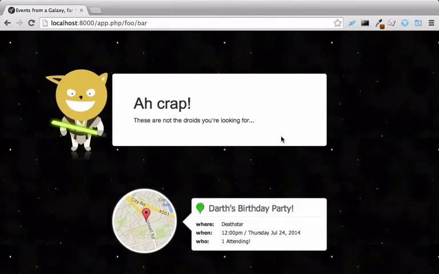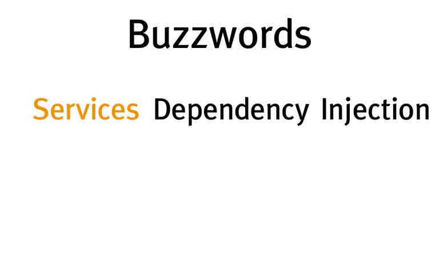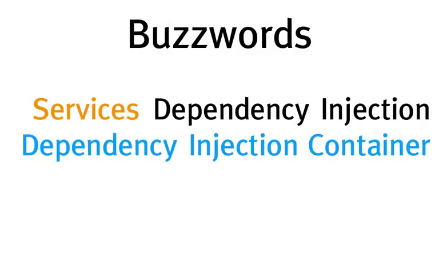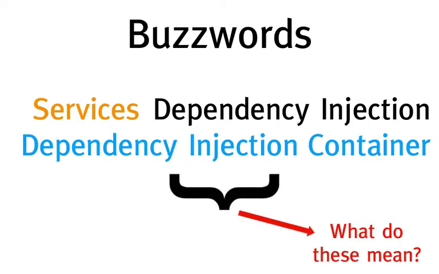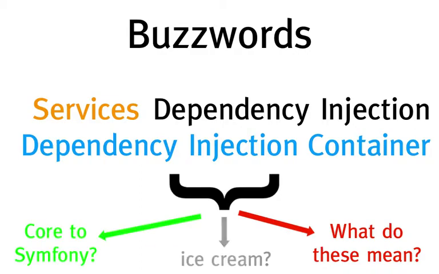Hey, only one event! Not only can render call a controller, but we can control its arguments. Now you are unstoppable. Buzzword time! Services, dependency injection container. Hold on, because we're about to discover what these terms mean, how core they are to Symfony, and just how simple these things really are.